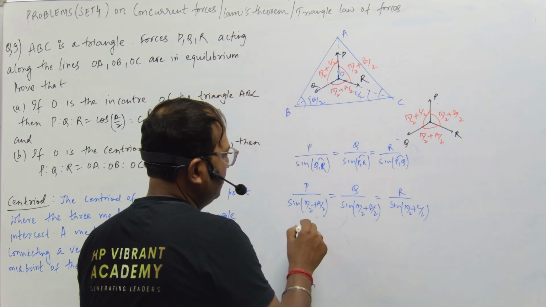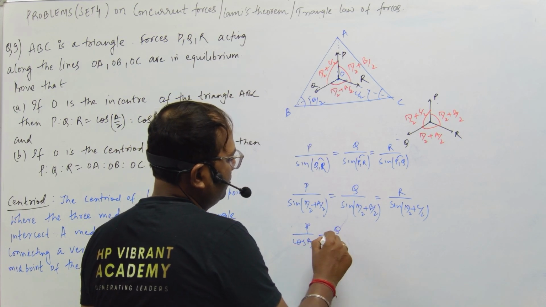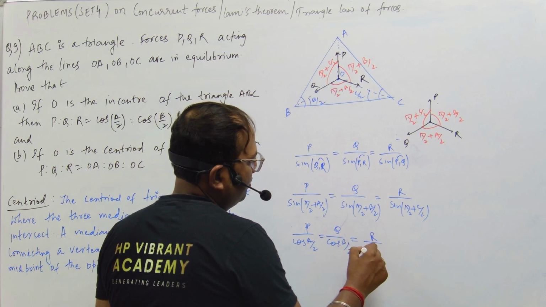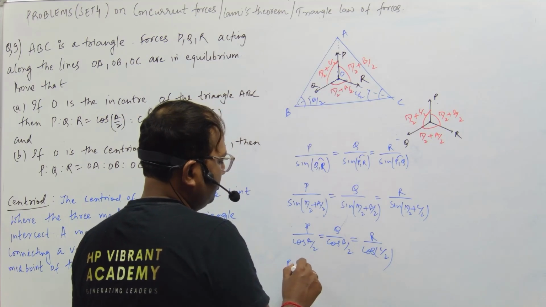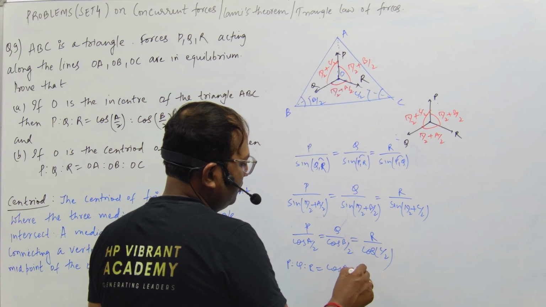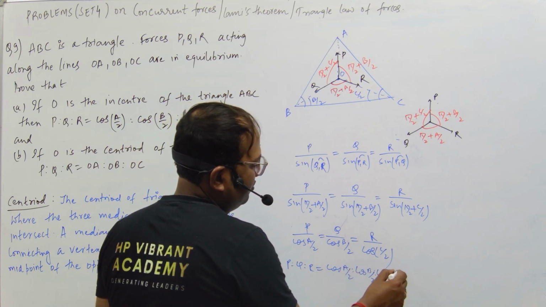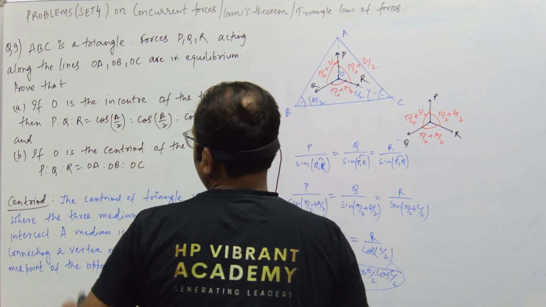So we have P upon cos of A by 2 is equal to Q upon cos of B by 2 is equal to R upon cos of C by 2. So P is to Q is to R is equal to cos A by 2 is to cos B by 2 is to cos C by 2. This is what we have to show in the question. Let us discuss the second part.